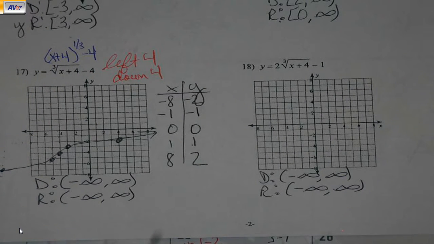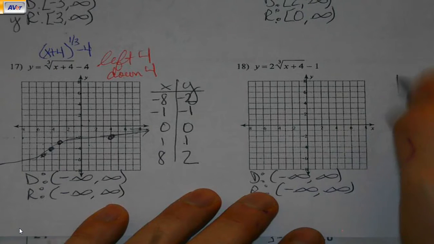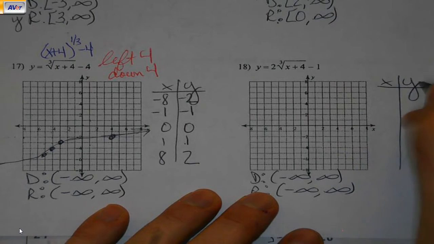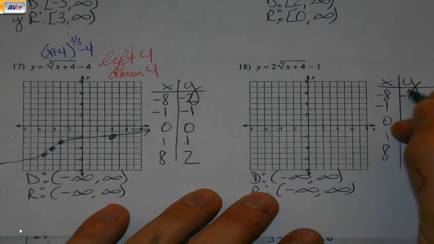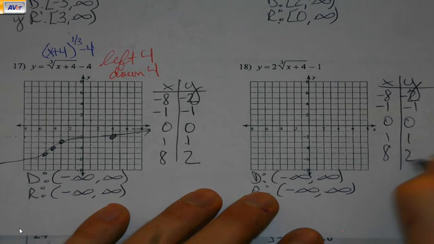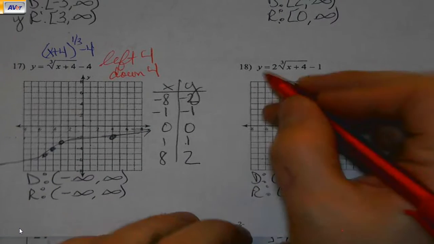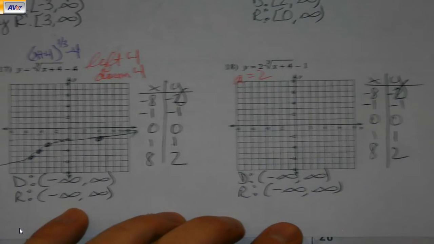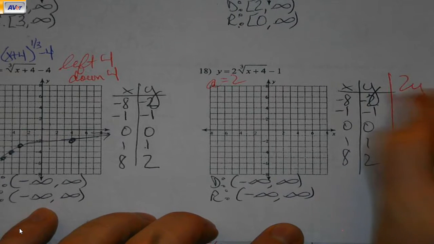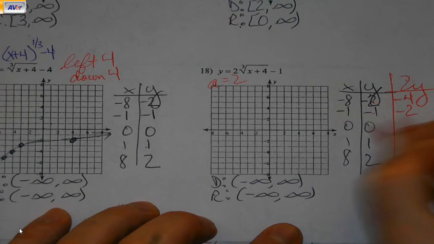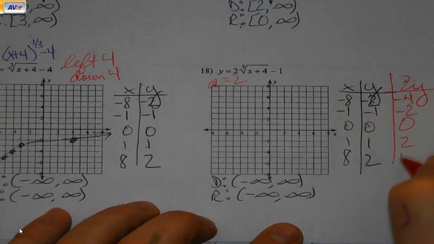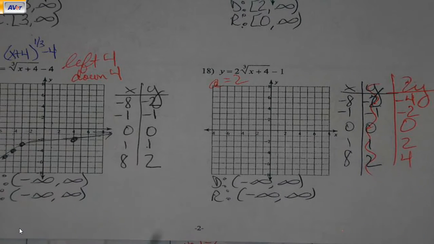And finally, again, charters unite. And just like we did up in number 16, I have an A value this time. So I multiply all my Y values by 2. And again, I've got the double shift working here.